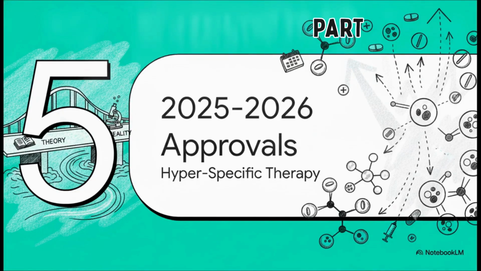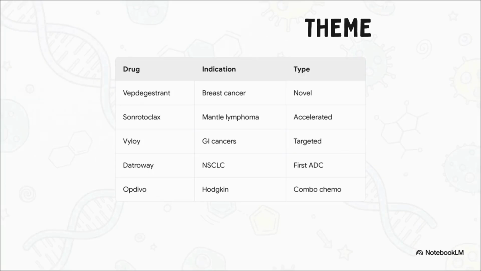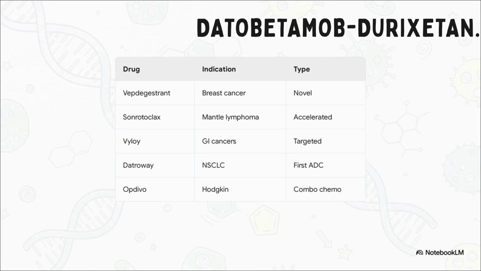And that brings us to Part 5, 2025 and 2026 oncology approvals, the cutting edge of hyperspecific therapy. The overarching theme of all these brand new approvals is just absolute hyperspecificity. Look at vepdegestrant, targeting highly specific mutated advanced breast cancers, or zolbetuximab, a targeted therapy for very specific GI and esophageal cancers. But the absolute standout on this list is datopotamab deruxtecan.